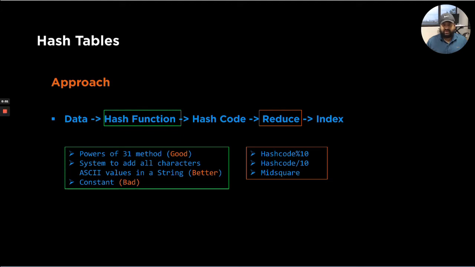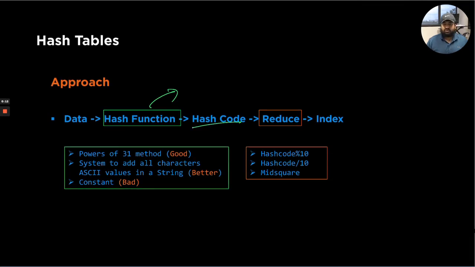In the last video, we learned about different hash functions as well as the good properties of a hash function. Once we have computed a hash function, we usually get something called a hash code, which is the output of the hash function. In the next step, we pass this through a reduce function. This could be a standalone, independent function, or when you are creating your own data structure, both the hash function and the reduce step could be part of the same function.